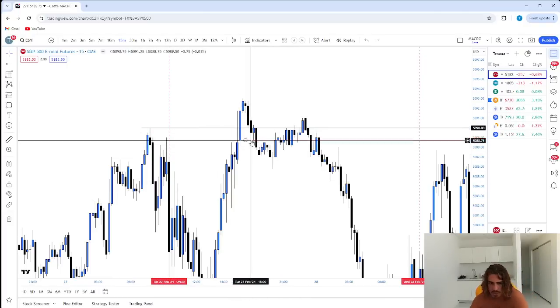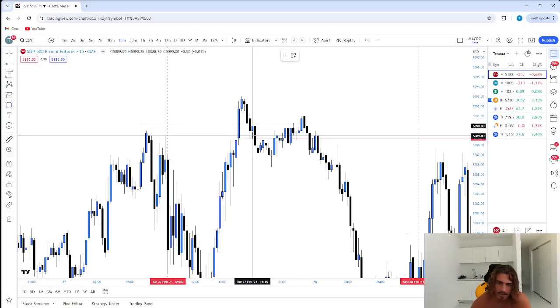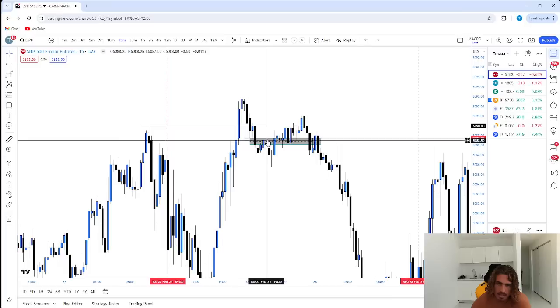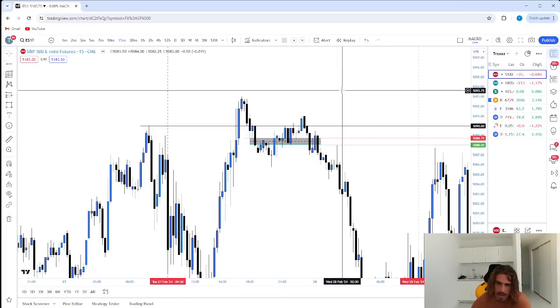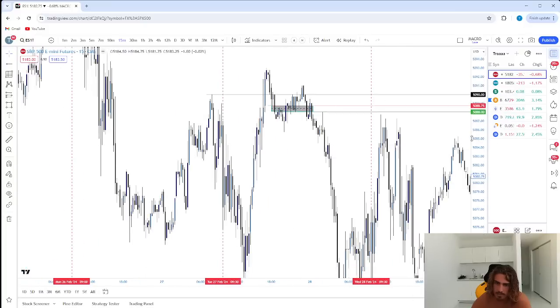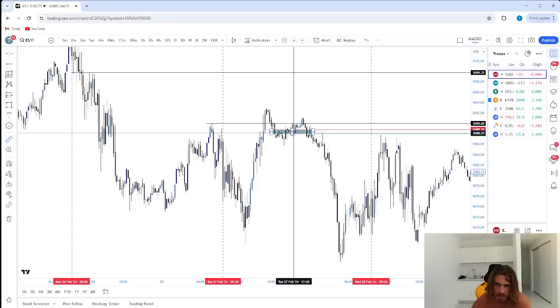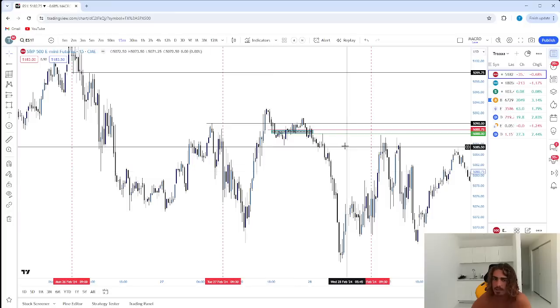We do see a break of structure to the downside on the 15-minute. We have an imbalance right here. We see it get filled. We see it get closed out of. Cool. Maybe this is our entry, right? How would this have played out for us? Probably really well, right? We see price fall. Boom. 24 ticks.